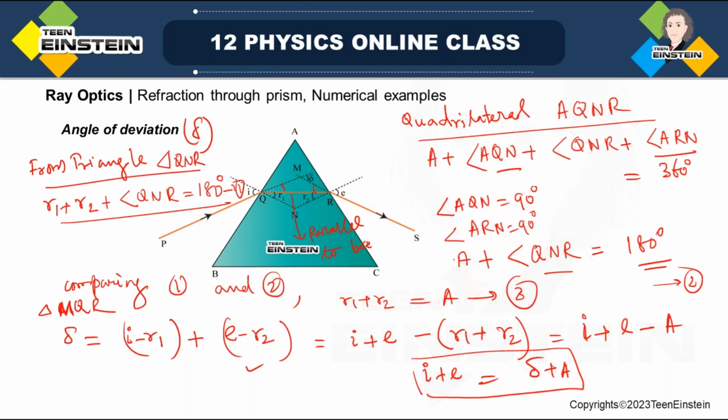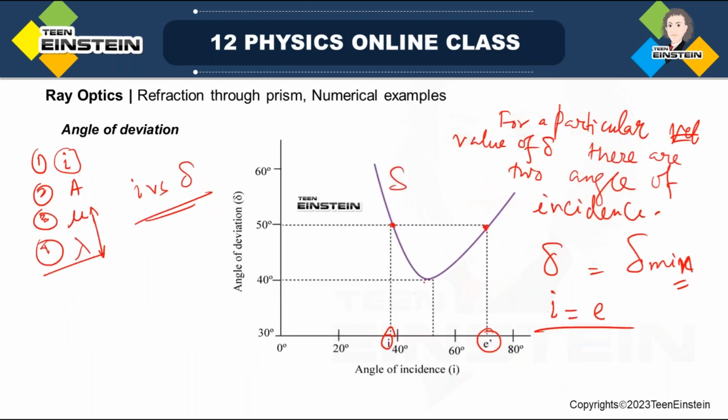Parallel to base. Okay. So parallel to base means what? At minimum angle of deviation, what are the things happening? This is the one point you can see at this particular position. So this angle of incidence and this angle of emergence merge on each other. Okay, what else? So again, R1 is equal to R2.